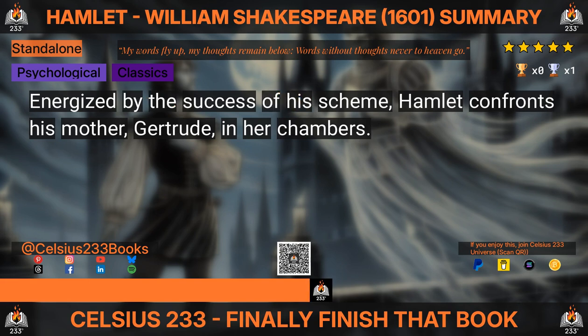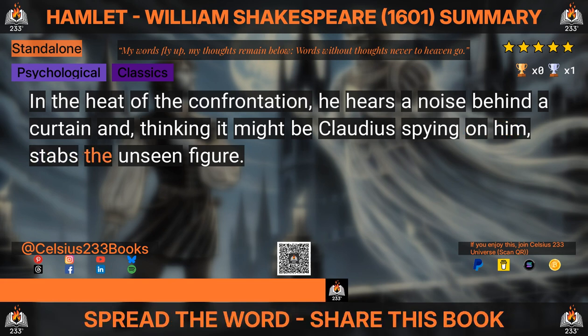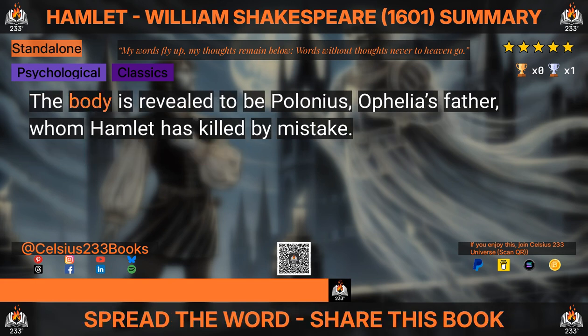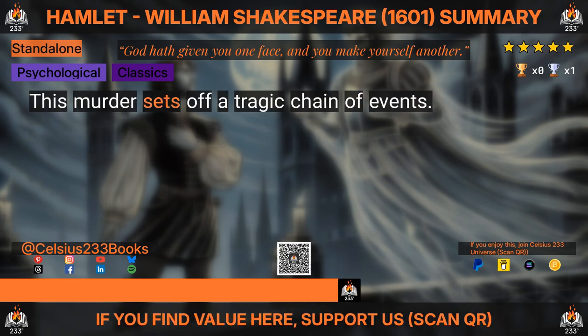Energized by the success of his scheme, Hamlet confronts his mother, Gertrude, in her chambers. In the heat of the confrontation, he hears a noise behind a curtain and, thinking it might be Claudius spying on him, stabs the unseen figure. The body is revealed to be Polonius, Ophelia's father, whom Hamlet has killed by mistake. This murder sets off a tragic chain of events.